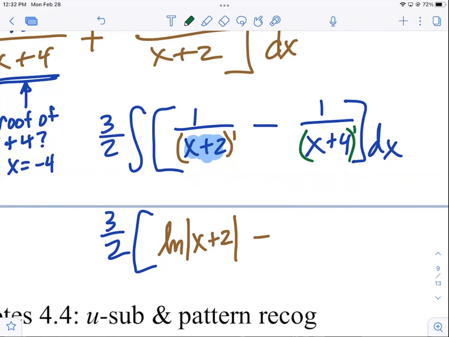Again, blob to the first in the bottom. What's the derivative of x plus 4? 1. We're not off by anything. So this is going to be minus the natural log of the absolute value of x plus 4. Close that up, plus c. And if you wanted to distribute the 3/2, you could.